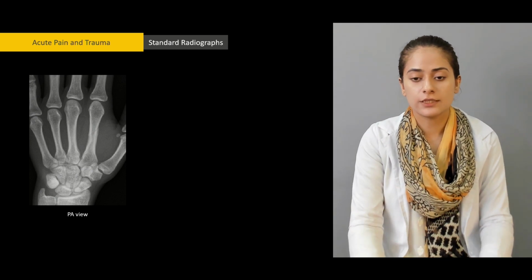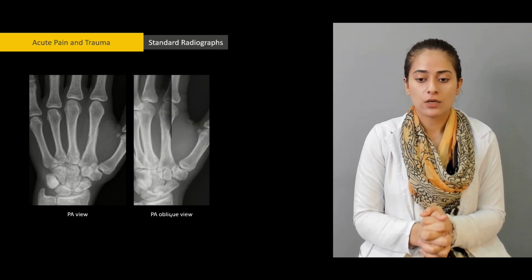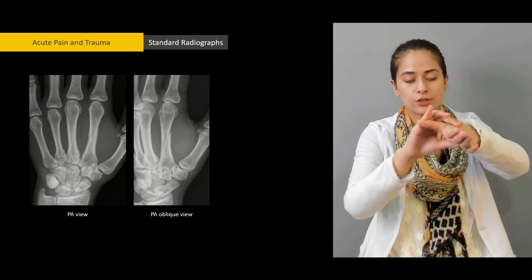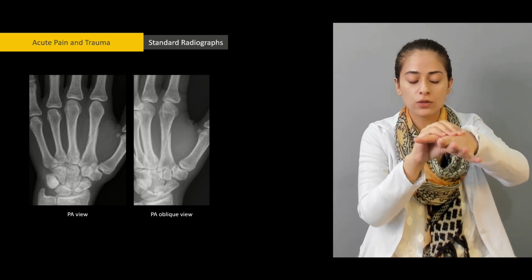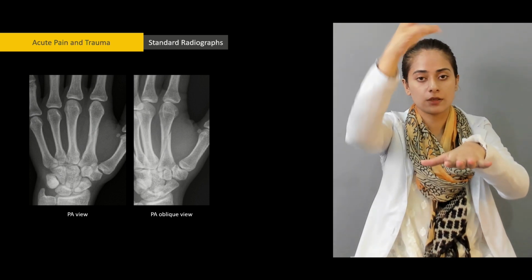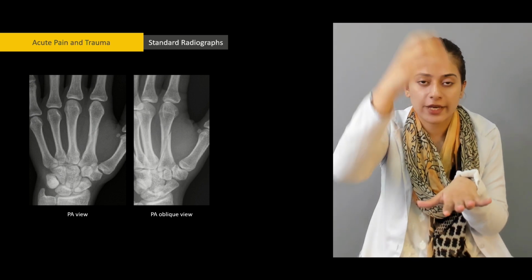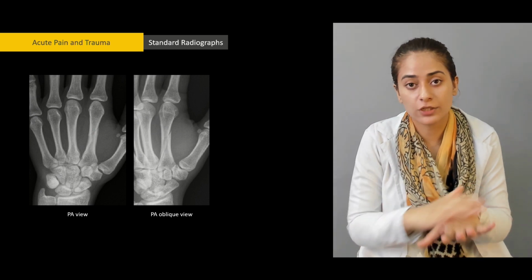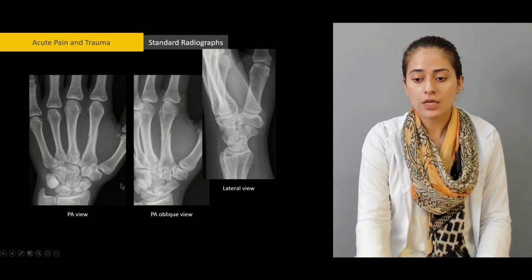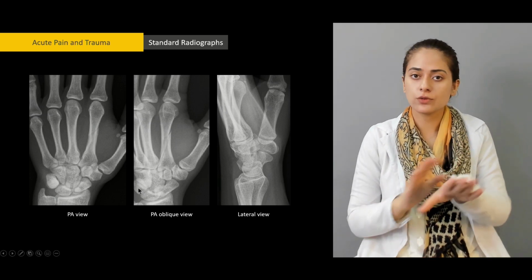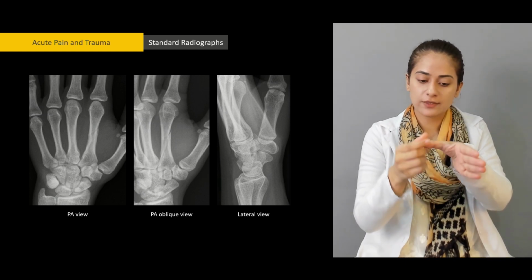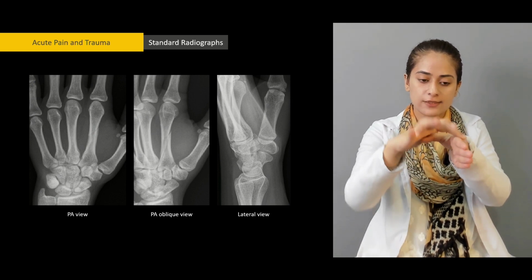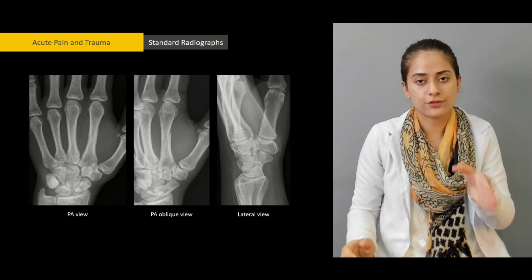So then we have this oblique PA view. This is when you place your hand at a 45-degree angle, or it's better if the X-ray tube is moved at a 45-degree angle to get this oblique PA view. Then we have the lateral view. In the lateral view, the hand is placed like this, with the thumb in this position and not like this. So this is the placement for the lateral view.